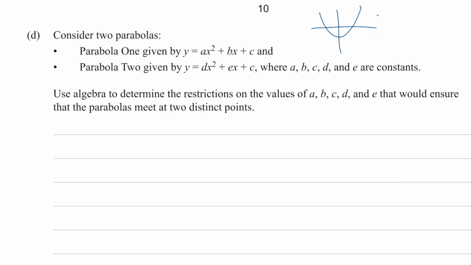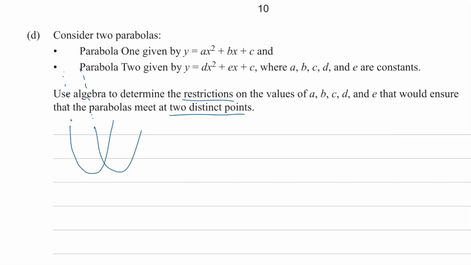However they do, it could be positive parabolas or negative parabolas. But we want to find out the conditions or the restrictions so that they will always meet at two distinct points. So let's just have a think of what that could look like. If we have a parabola like this and this, I guess a question for you, will these ever touch going up this way? No, they won't. So actually there's only one distinct intersection point in this example.